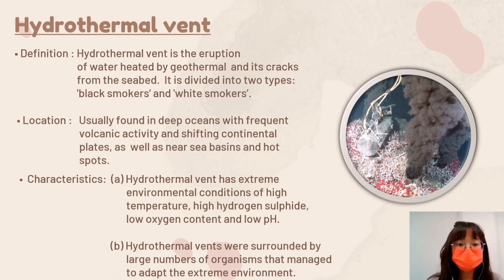Hydrothermal vent is the eruption of water heated by geothermal activity, and it cracks from the seabed. It is divided into 2 types, which are black smokers and white smokers. It is also usually found in deep oceans with frequent volcanic activities and shifting continental plates, as well as near sea basins and hotspots. And hydrothermal vent has unique characteristics. For example, hydrothermal vent has extreme environmental conditions of high temperature, high hydrogen sulfide, low oxygen content, and low pH. Hydrothermal vents are surrounded by a large number of organisms that managed to adapt to the extreme environment.